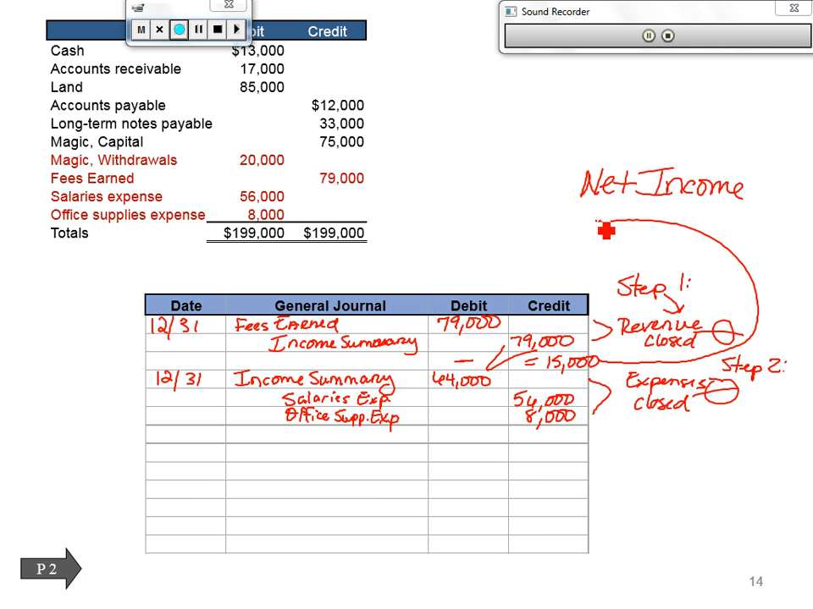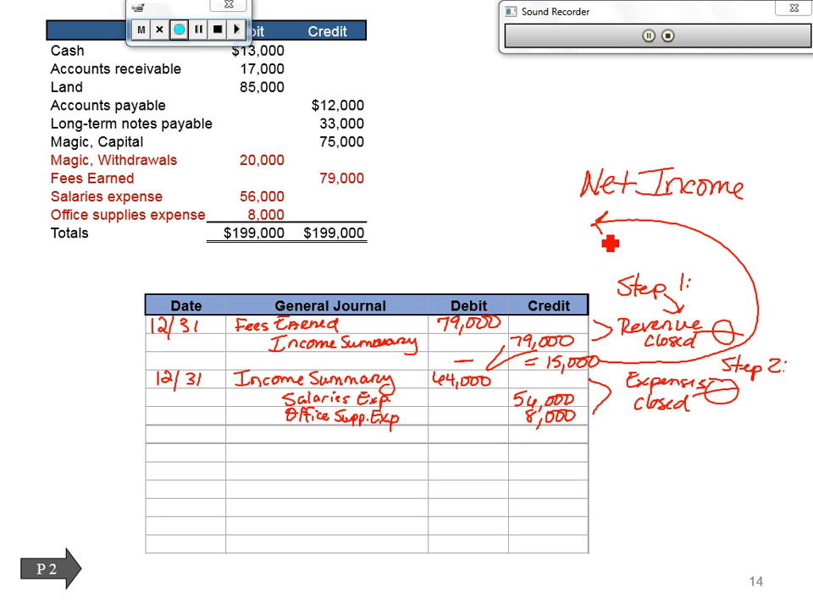Alright? So now, step 3 is to do what? Close income summary to capital, because some of the accounts are on capital. I told you the normal side of income summary is what? It's credit. So you've got to debit it in order to close it, right?